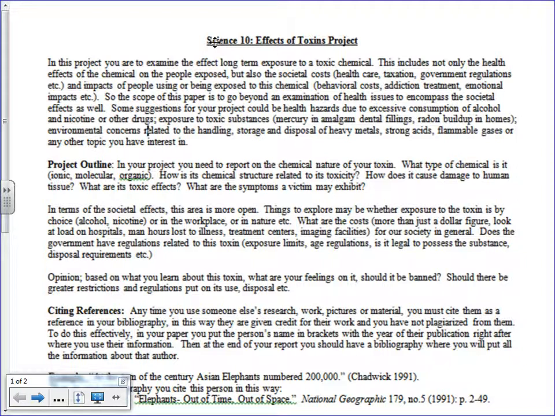So some suggestions for your project. Could be health hazards due to excessive consumption of alcohol and nicotine or other drugs, exposure to toxic substances. This one's kind of, I put it in almost as a joke: mercury in amalgam fillings. Anybody got silver fillings? Most of you probably wouldn't have them, right?